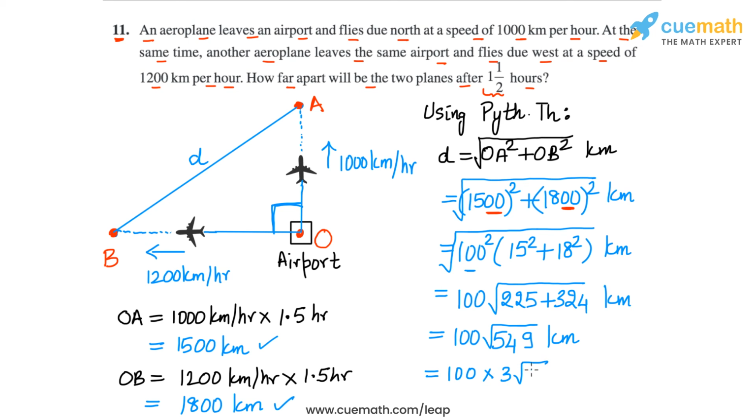So coming back to our calculation, instead of root of 549, we substitute 3 into root of 61, these many kilometers, and this finally gives us our answer. 100 into 3 is 300, so 300 root 61 kilometers. This is the distance between the two planes after 1.5 hours. So 300 root 61 kilometers is our answer for question number 11.